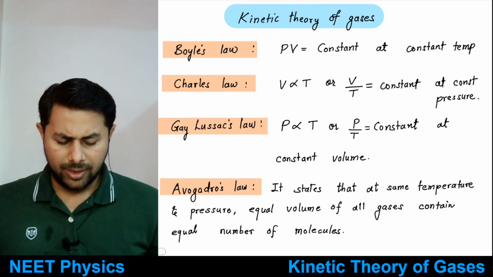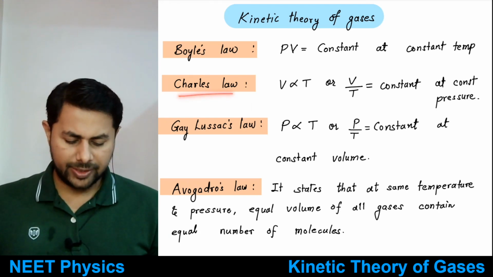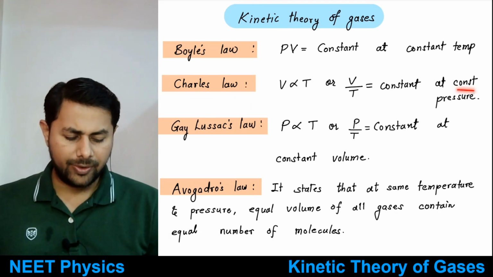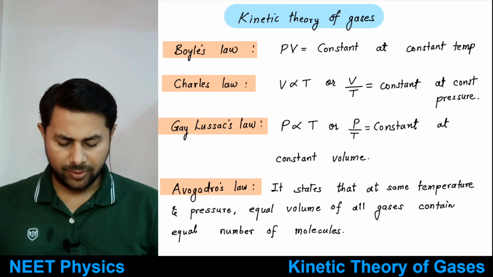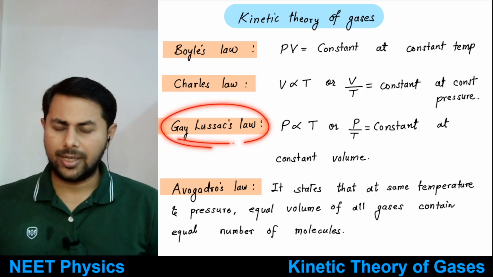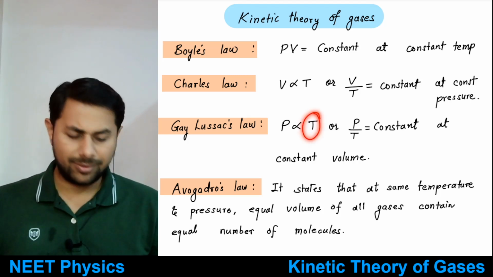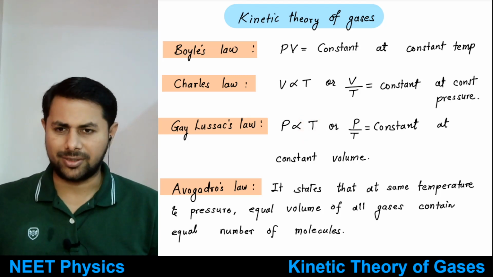Next you have Charles' law, which says that volume is directly proportional to temperature if pressure is constant. Then there is Gay-Lussac's law, which says that the pressure of a gas is directly proportional to temperature if volume is constant.